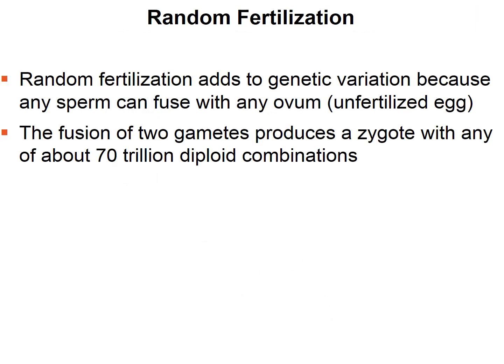And finally, random fertilization. This adds to genetic variation because any sperm can fuse with any ovum, any unfertilized egg. The fusion of 2 gametes produces a zygote, and there's about 70 million different possible diploid combinations. That's why everyone is different from everyone.